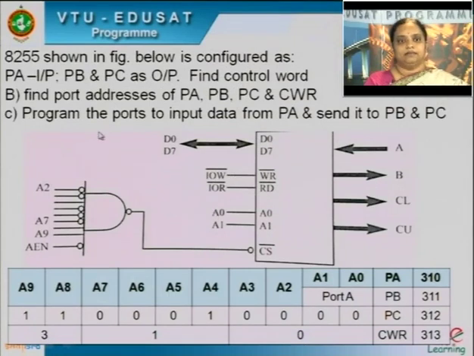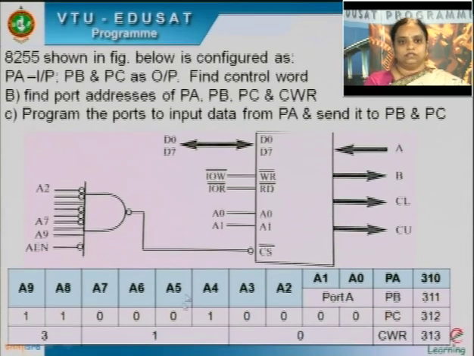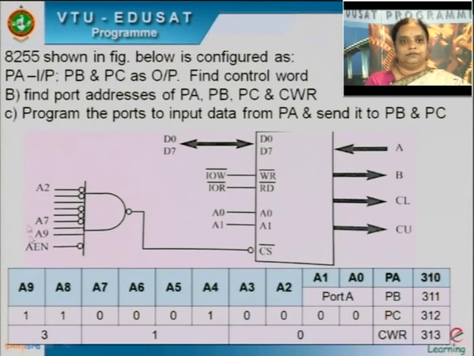Now this is another example wherein port A is input, port B and C are outputs. Find the control word. So now the control word is, then we also have to find the port addresses of all the 3 ports and the control word register, and then we also have to program the ports to get the data from port A and send it to port B and C. So the figure is given. From the figure we can decode the port addresses.